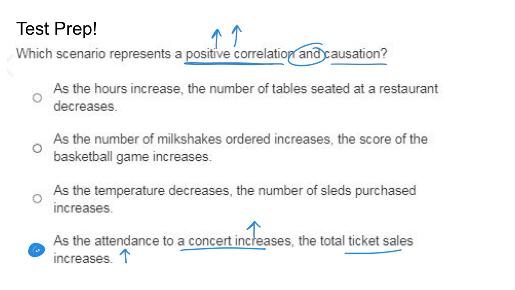That's a causation situation. The only other one that had a positive correlation was B, where as you order milkshakes, the basketball game score increases, which just sounds ridiculous. But anyway, there is a positive correlation because the one goes up, the other goes up. But it's no way causation because ordering milkshakes does not cause the basketball game score to increase. It'd be interesting if it could, but it doesn't. All right.